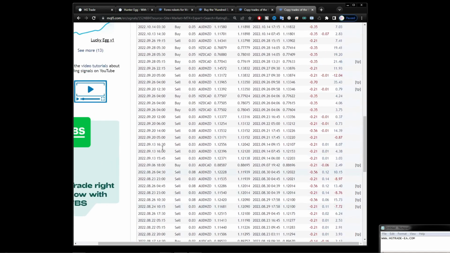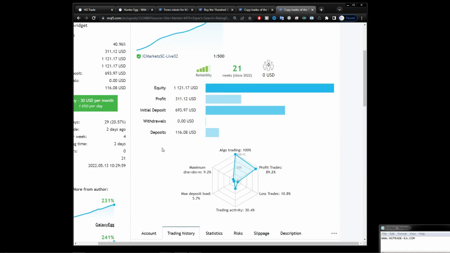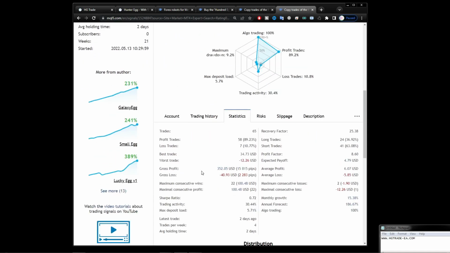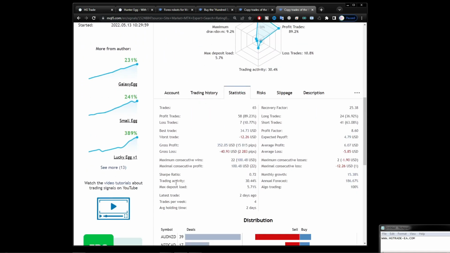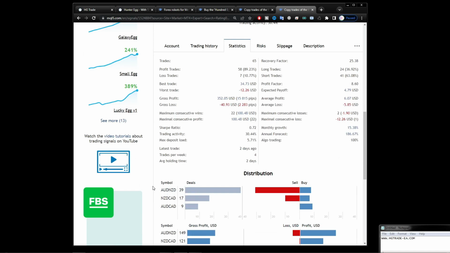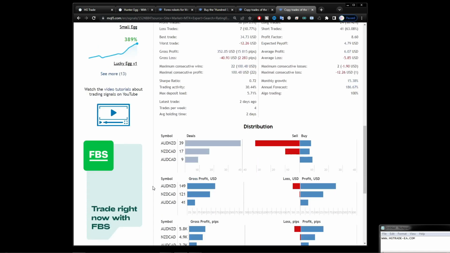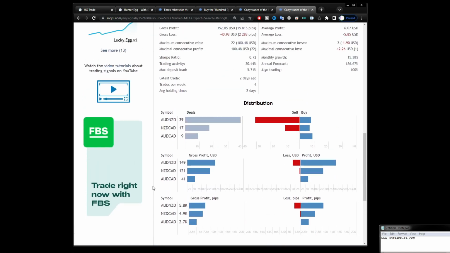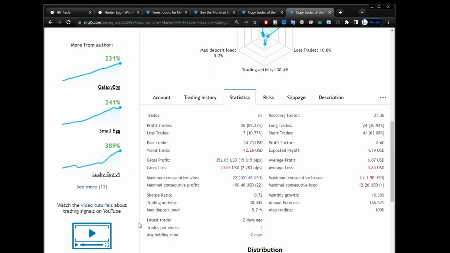Statistic details. Here I get information on total trading from August 2022 until now. There have been 65 transactions, with a gain of 58 transactions and a loss of 7 transactions. Consecutive win 22 transactions and consecutive loss 2 transactions. For the rest of the information, you can conclude by paying attention to this information.